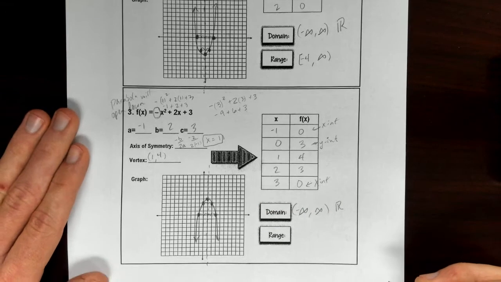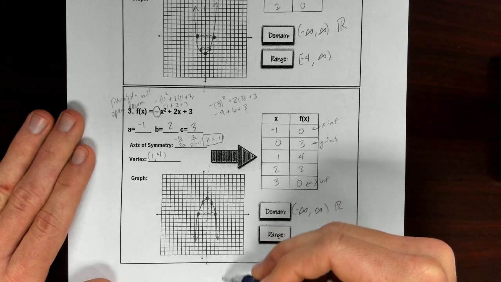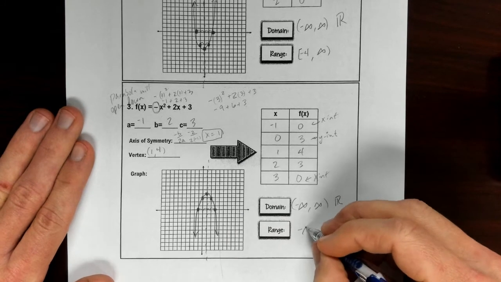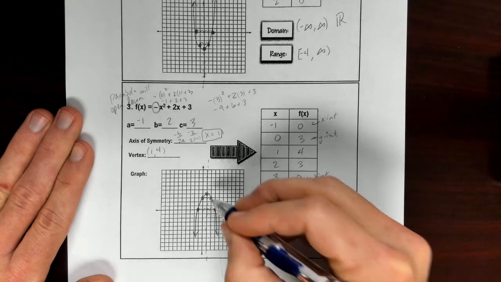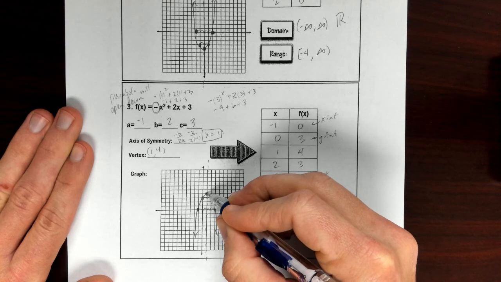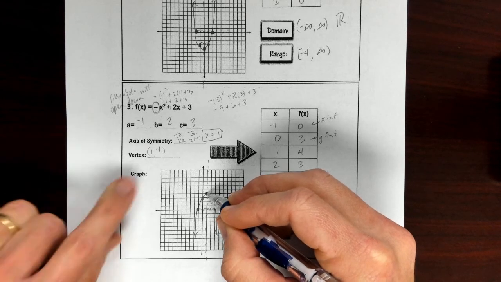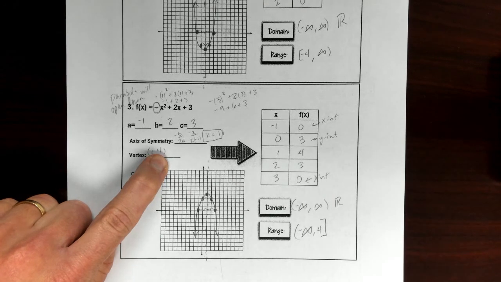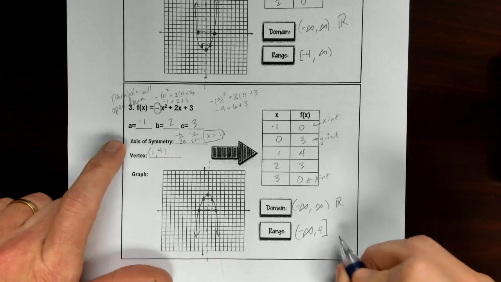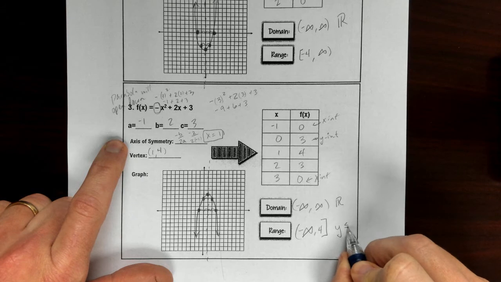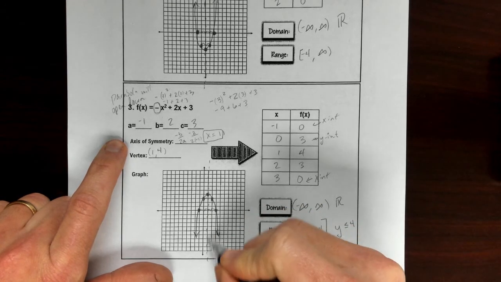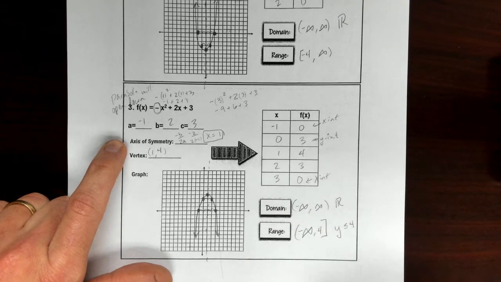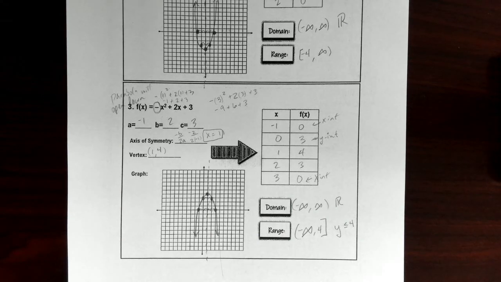But now the range changes, right? Because this graph keeps going down. So it starts at negative infinity. But it ends right here. It doesn't go above that point. So it ends at the vertex. Okay, well, what is the y value of your vertex? 4. There's your range. Or we could say that y is less than or equal to 4, right? Because all of my y's are below number 4 right there.